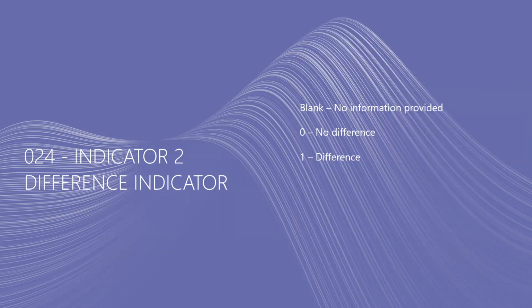024 indicator 2 is the difference indicator. As mentioned in the previous slide, there are 3 options for indicator 2. OCLC tells us it should be used to indicate the difference between a scan number or code and the same number or code in eye-readable format. So if left blank, it means there's no information provided, or that the eye-readable number simply does not appear in a form that's adequate for scanning. 0 indicates no difference, and 1, there is a difference in the versions.